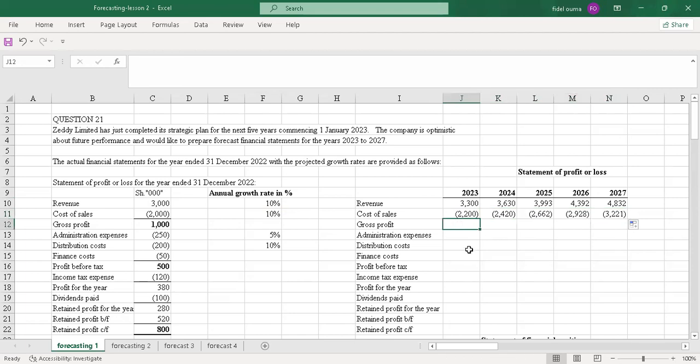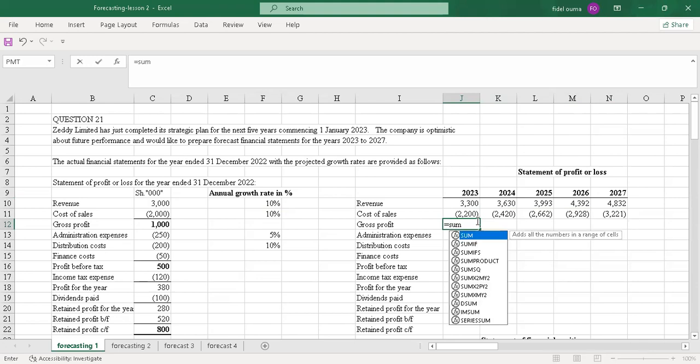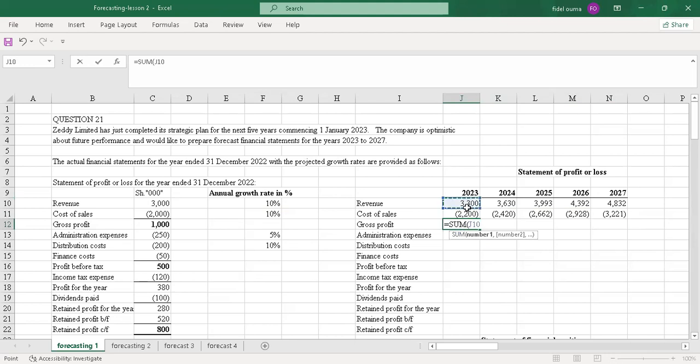Yeah, so the gross profit is the difference between revenue and cost of sales. So I'll just say equals to sum, because the cost of sales is already in negative. So I just sum these two and I'll get 1,100 and I'll drag all through. Yeah, so it copies all through.